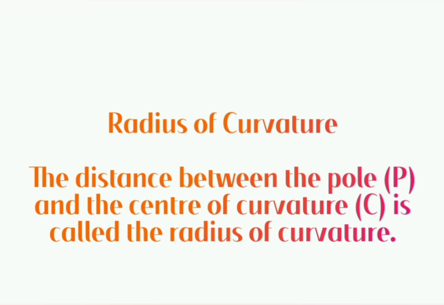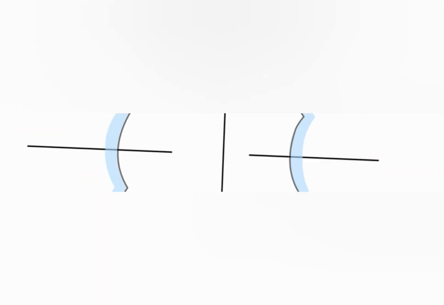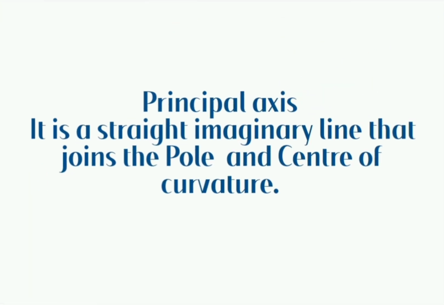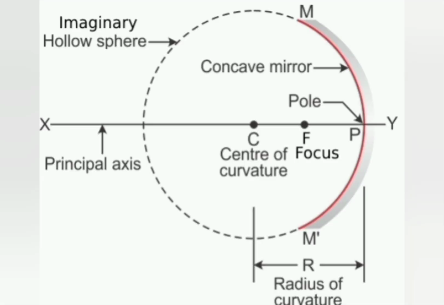Another thing, principal axis. You learned about pole, radius of curvature, and center of curvature. If you draw a straight line from the pole through the center of curvature, that line we call the principal axis. It is an imaginary straight line that passes through the pole and center of curvature. This line is very important because all the main ray diagrams are drawn with respect to the principal axis.